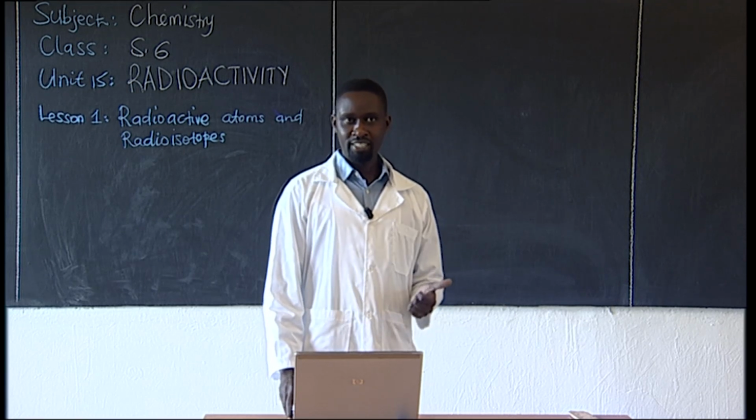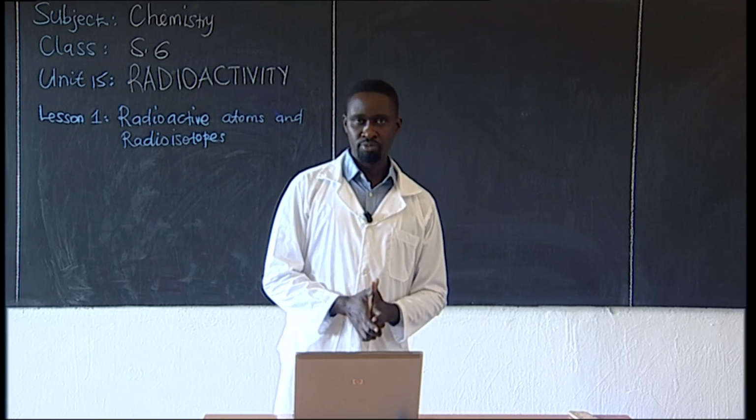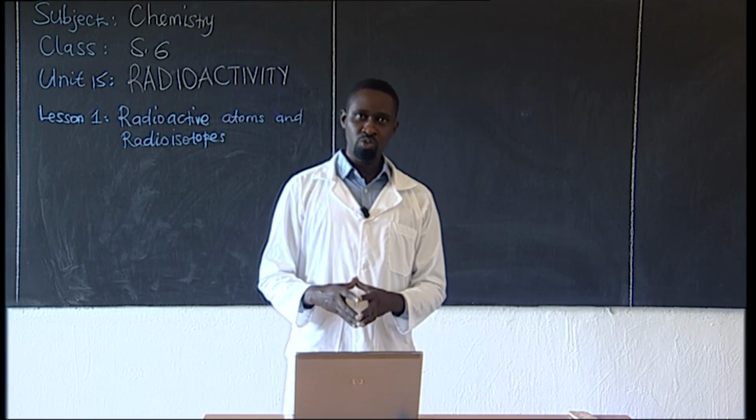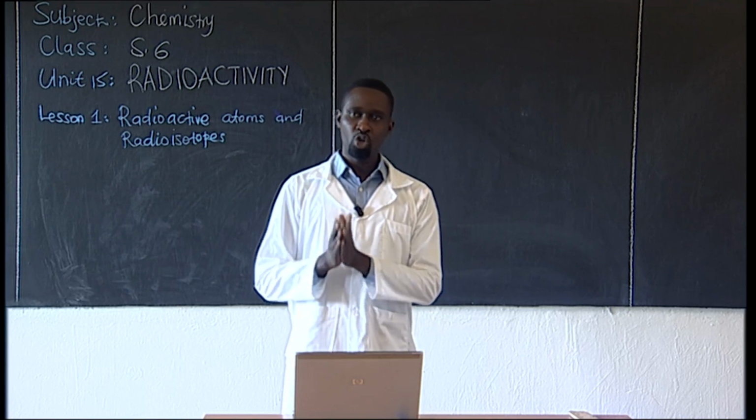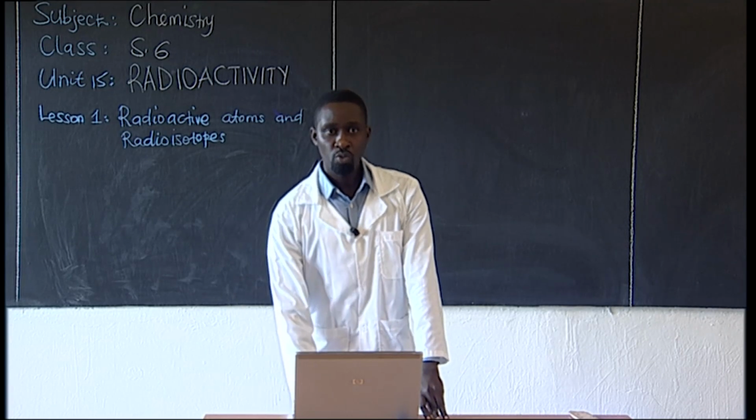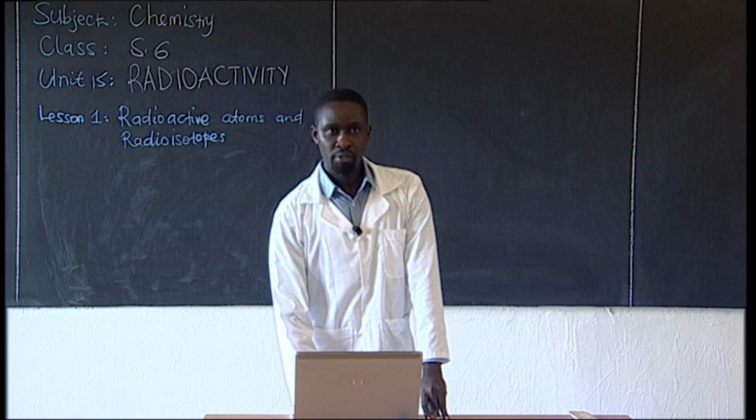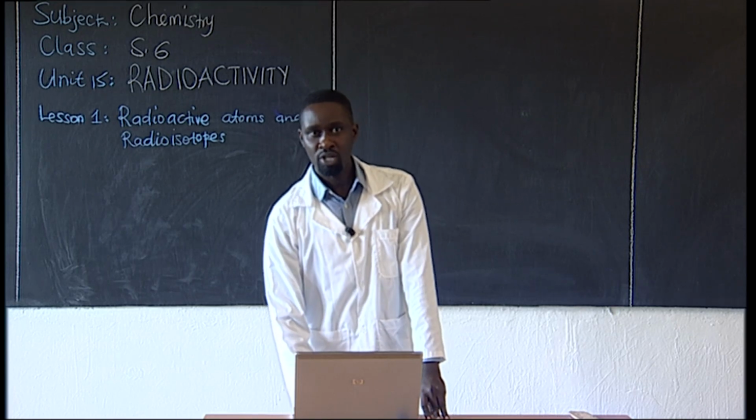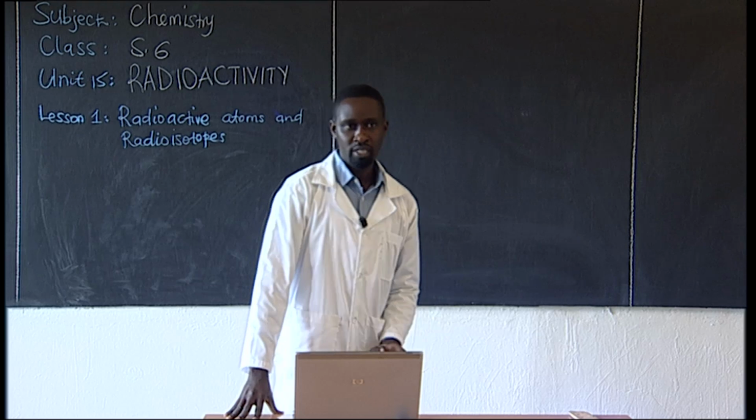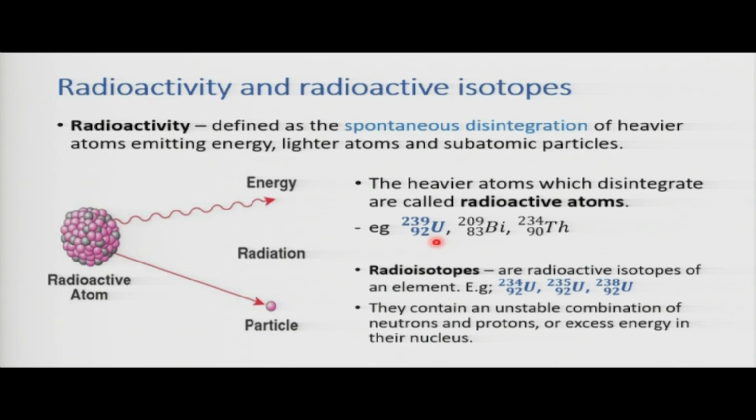So, radioactivity, then radioactive atoms and radioactive isotopes. The heavier atoms that do disintegrate are the ones called radioactive atoms. Look at the slide and see examples. We have uranium, as I had already mentioned, thorium, bismuth, all these are radioactive atoms. They disintegrate. Then, if you have, like uranium, some of its atoms also undergoing radioactivity, then they become radioactive isotopes.